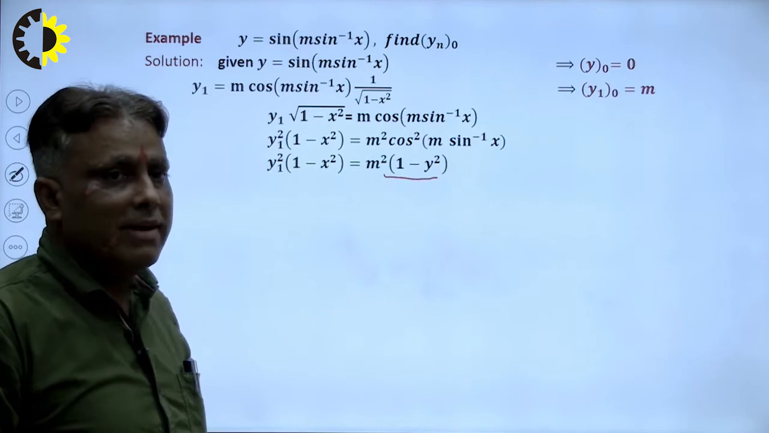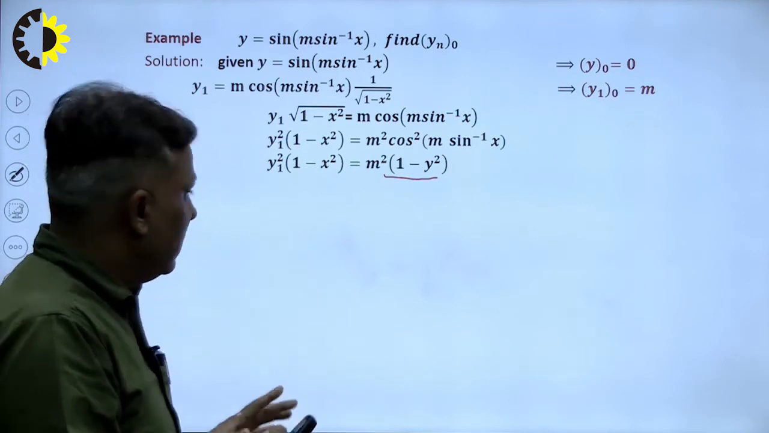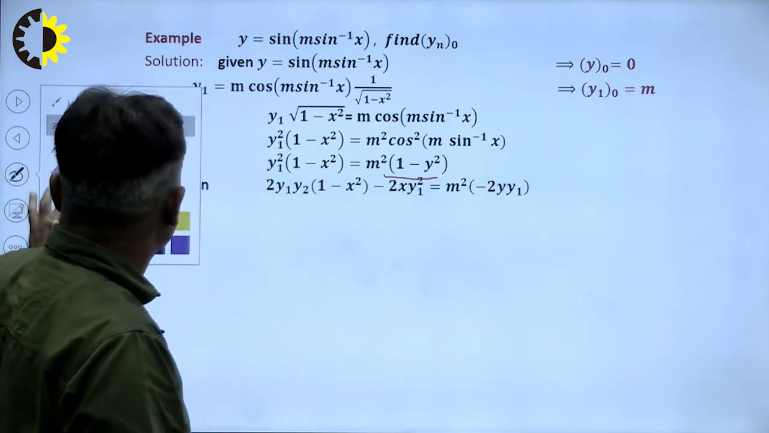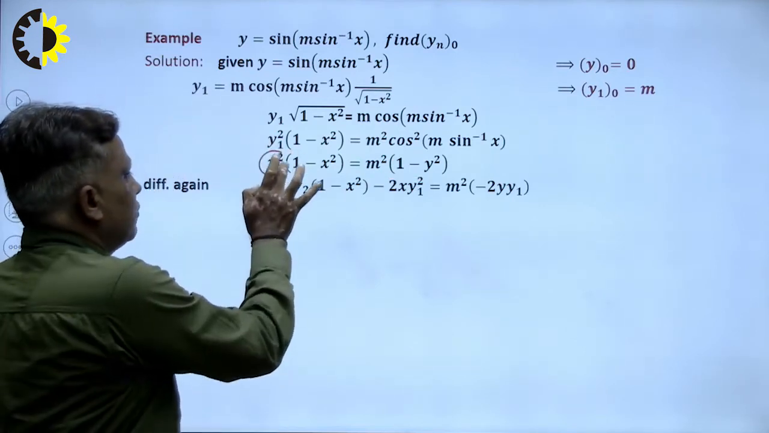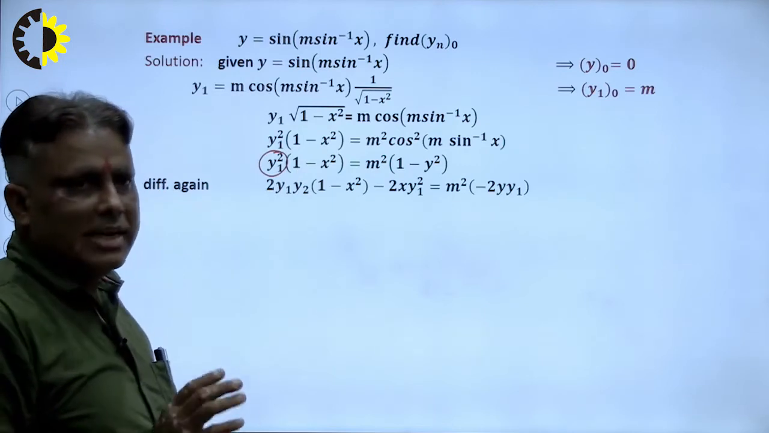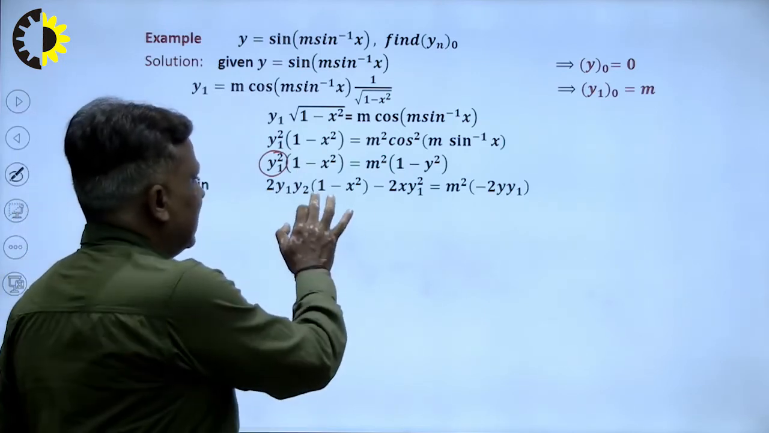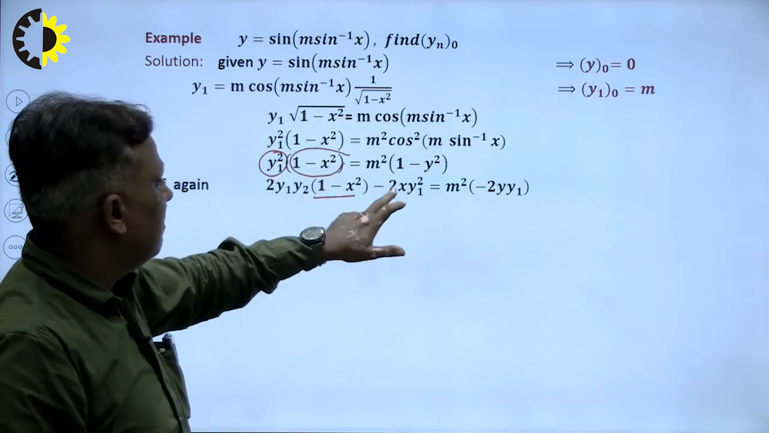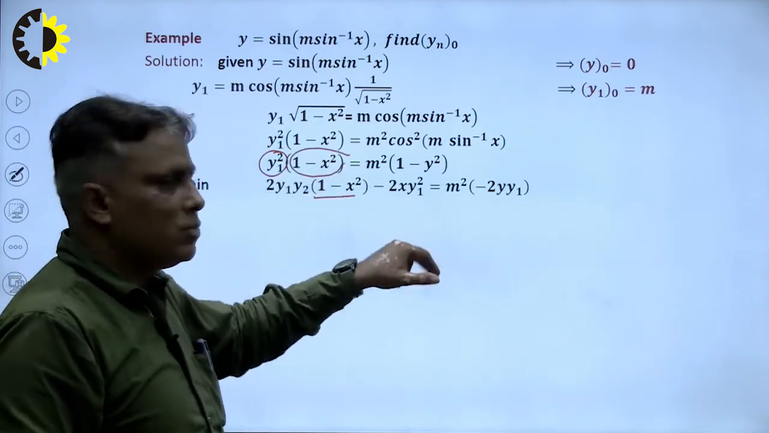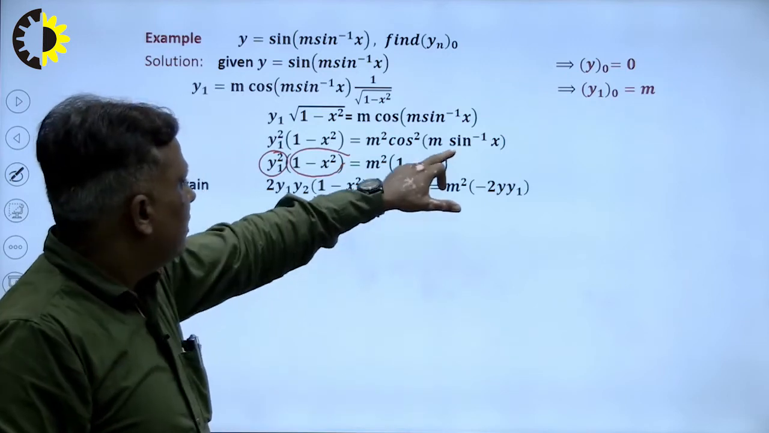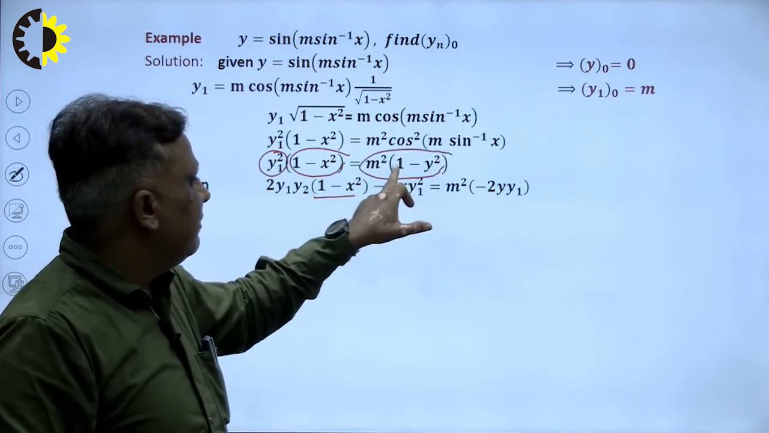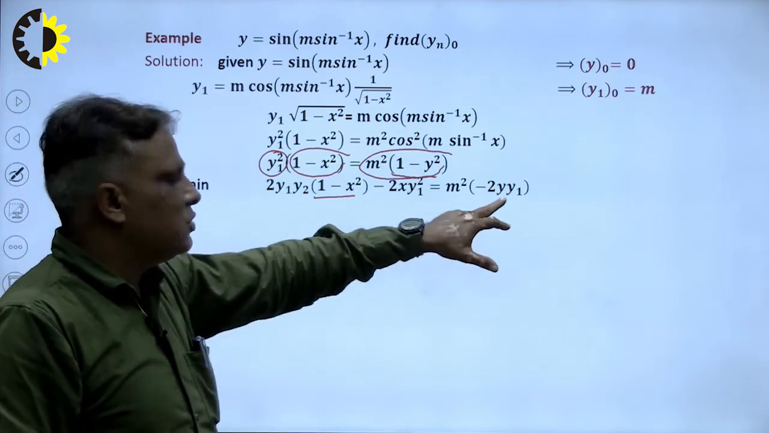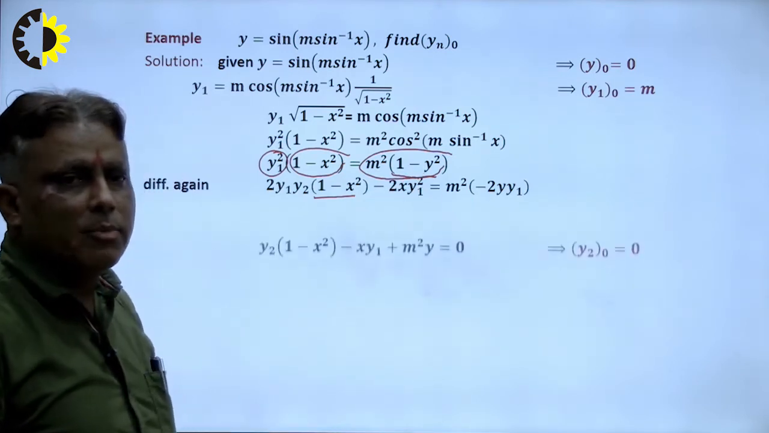Students, keep this in mind very carefully when we solve the problem, right? Suppose we differentiate this, so what will be the differentiation of y1 square? The differentiation of y1 square will be 2y1y2, as I explained just now. And 1 minus x square is as it is, minus the differentiation of 1 minus x square, minus 2x, and y1 square is as it is. Now m square is as it is, and the differentiation of 1 minus y square: 1 gives 0, and the differentiation of y square is 2yy1. So in this way we solve our problem, right?